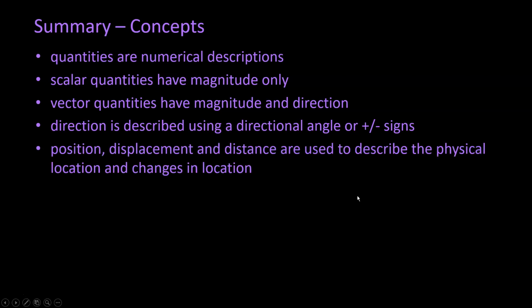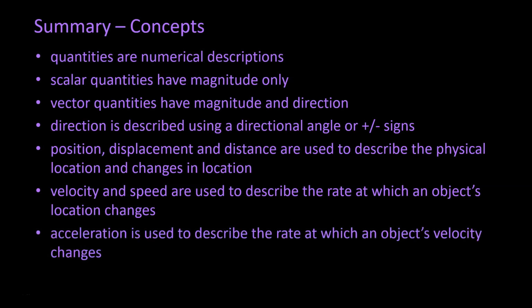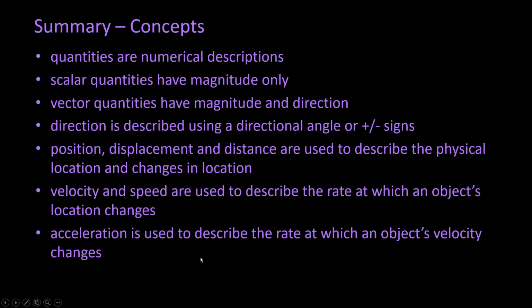Position, displacement, and distance are used to describe the physical location and changes in location. Velocity and speed are used to describe the rate at which an object's location changes. Acceleration is used to describe the rate at which an object's velocity changes. Let's take a look at the key math equations we learned.